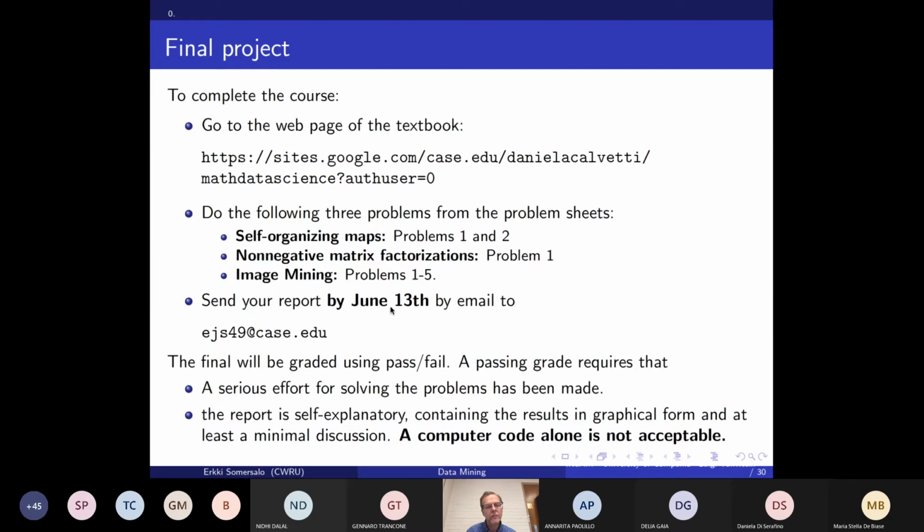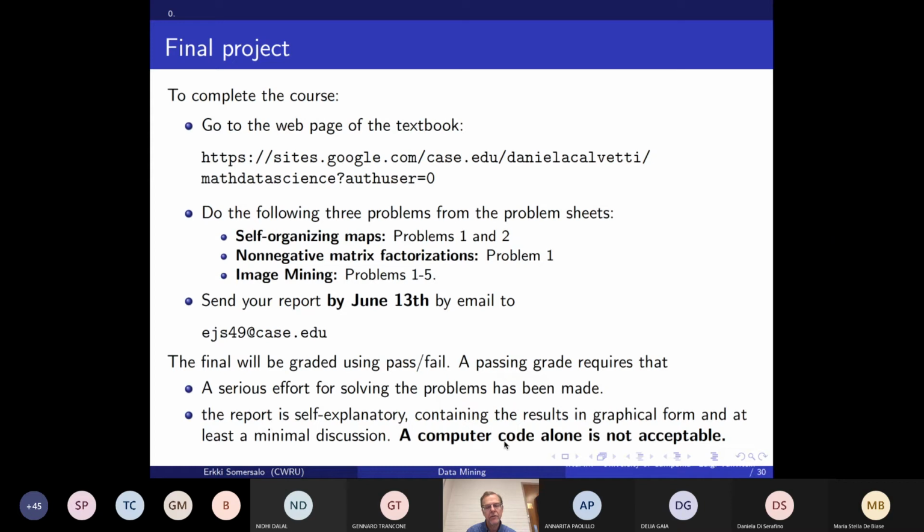If you send your report by June 13th to my email address, which is given here, I will look at your work. As I said, the final will be graded as pass-fail, so I'm not really going to give you detailed feedback. And what is a passing grade? A passing grade requires that I see a serious effort to solve the problems, so that I can see there is more than just downloading the data. Let's say there's a serious effort to try to write the program, and the report should be self-explanatory.